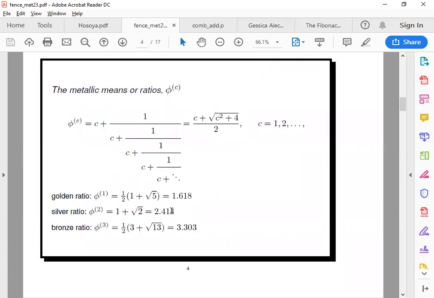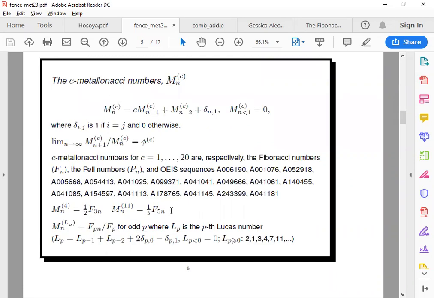The reason for calling them the metal numbers is because the metallic means or ratios are defined in this way. And we have the famous golden ratio, silver ratio, and so on. Some people call the third one the bronze ratio. We're calling them the metal numbers because if you have this recurrence here where we've got the normal Fibonacci recurrence, but we have a C multiplying the first term, then the limit of the ratio of successive terms is the metallic ratio. For C equals 1, it's the golden ratio, and so on. So these numbers seem to be of interest.